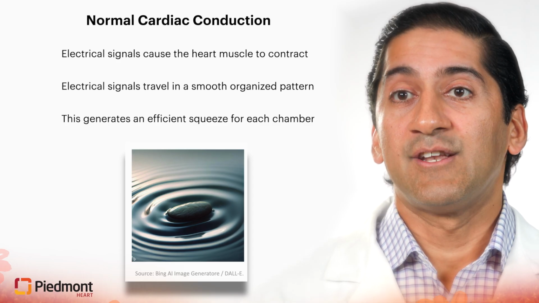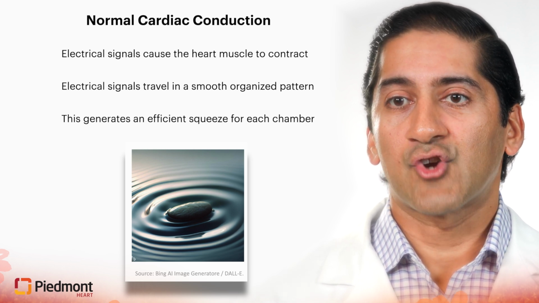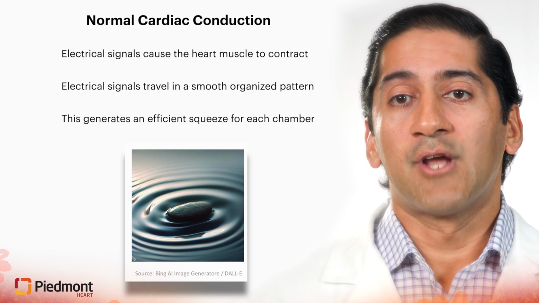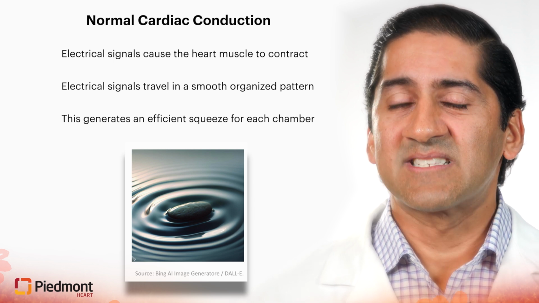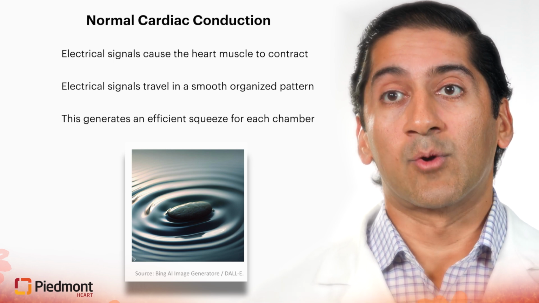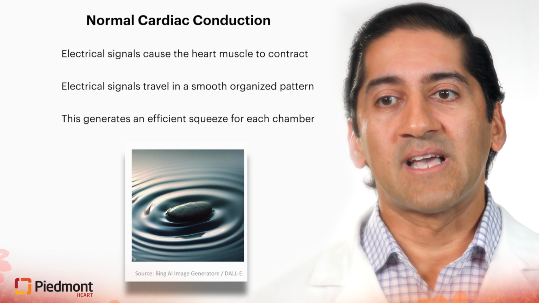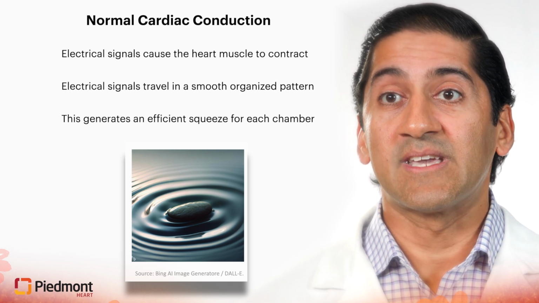Now, normal cardiac conduction is generated by electrical signals that then cause the heart muscle to contract. So you can imagine a rock falling into a pond in that smooth activation pattern that we see. And that's how electrical signals normally travel. They travel in a smooth, organized pattern, and that smooth, organized pattern can generate an efficient squeeze for each chamber.